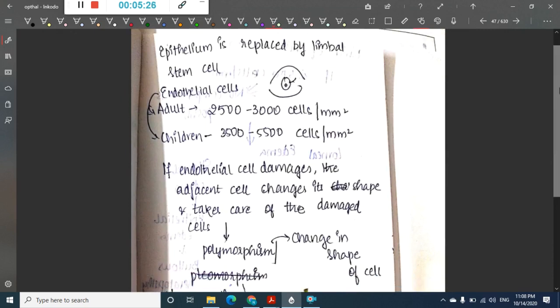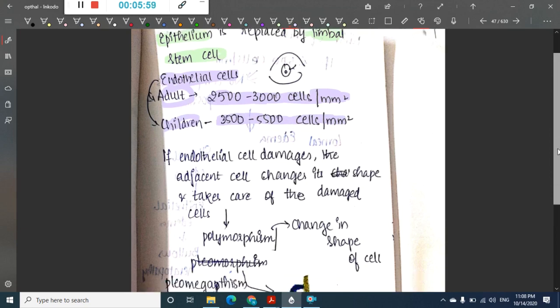Then if we see epithelium, it is actually replaced by limbal stem cells. What is important in cornea is the endothelial cells. Endothelial cells are very important in cornea. In adults, there are 2500 to 3000 endothelial cells per millimeter square, whereas in children there are 3500 to 5500 endothelial cells per millimeter square.